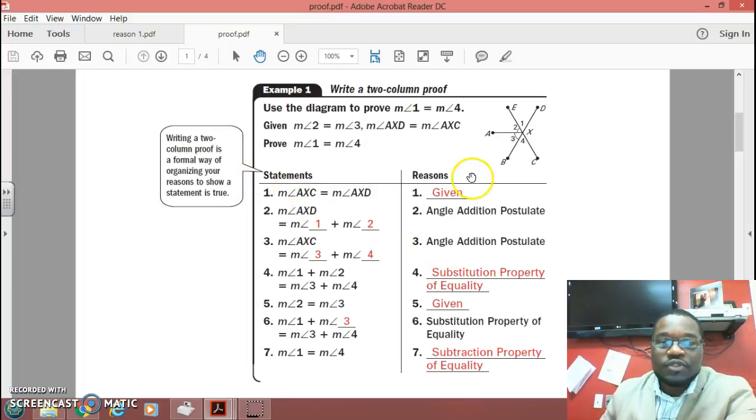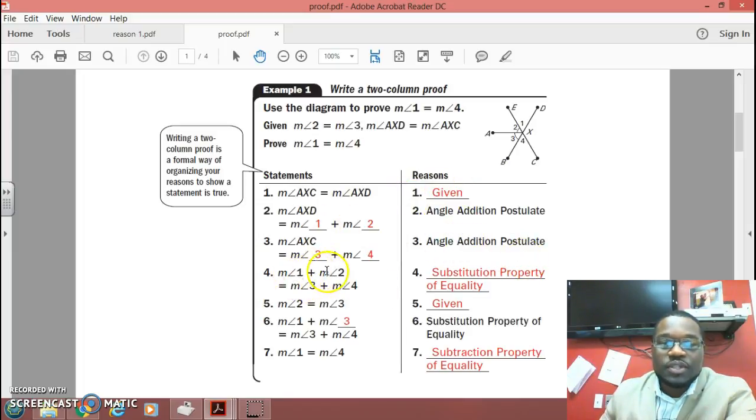Well, they start off with the given. And then they say angle AXD is equal to angle 1 plus angle 2. And we know that because of the angle addition postulate. Yes, we need to know postulates. And then the measure of angle AXC is angle 3 and angle 4. Basically, we are repeating what they have given us, started with the given and saying those.